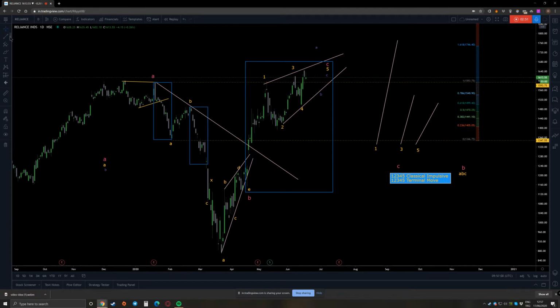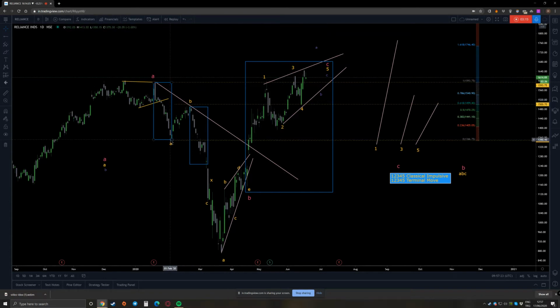Okay, so let me take this horizontal ray again. Look, this level is what's important for me. As you can see, B wave is less than 618. So what does it mean? It means that this move has to be a zigzag, okay? Because if it was a flat, it should have ended above the 618, okay?